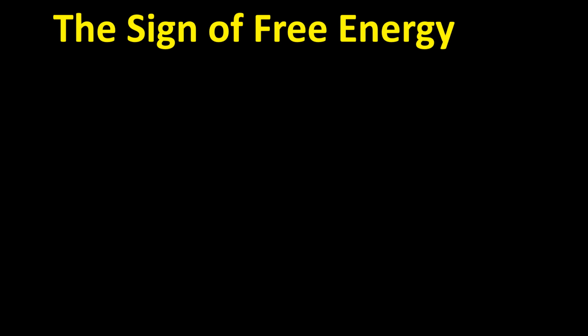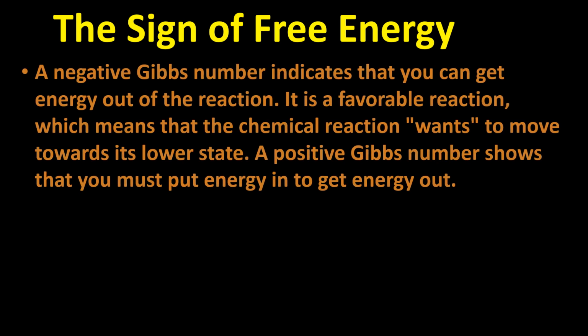The sign of Gibbs free energy. A negative Gibbs number indicates that you can get energy out of the reaction. It is a favorable reaction, which means that the chemical reaction wants to move towards its lower state. A positive Gibbs number shows that you must put energy in to get energy out.